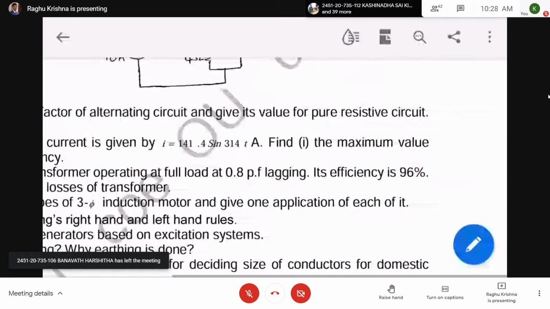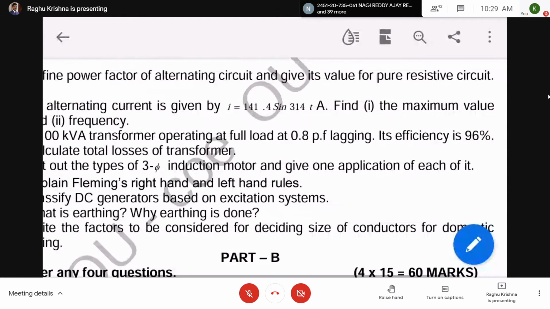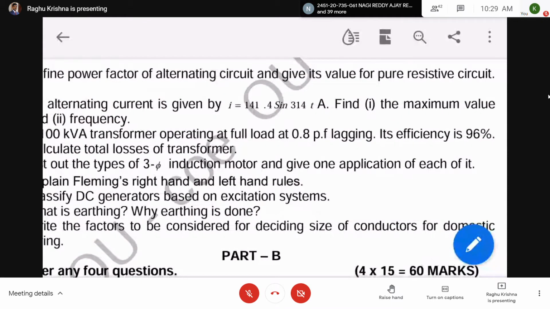Next, for a pure resistance circuit, what is the Z? Z equal to only R. So power factor equal to R by R, which is equal to 1. So power factor is equal to 1 for a resistive circuit, because in resistive circuit, impedance is equal to resistance. So pure resistive circuit means it will be having only resistance. Inductive reactance and capacitive reactance will be 0.